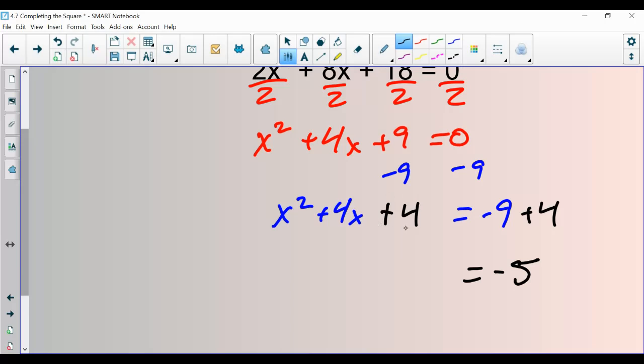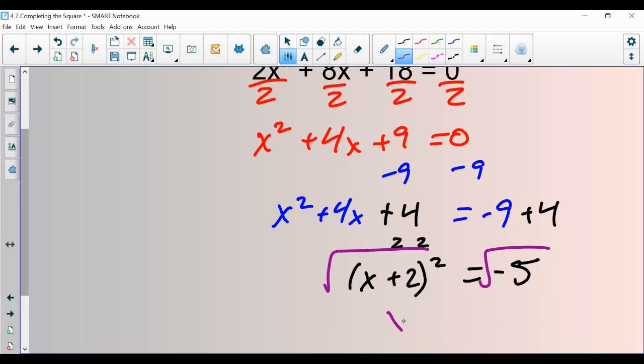And the left side, what multiplies to 4 that adds to 4? It would be 2 and 2, right? 2 times 2 is 4, and 2 plus 2 is 4. Also note, it's half of the b term. So x plus 2 squared. From here, if you take the square root of both sides, and we got something weird going on, we have the square root of a negative number.